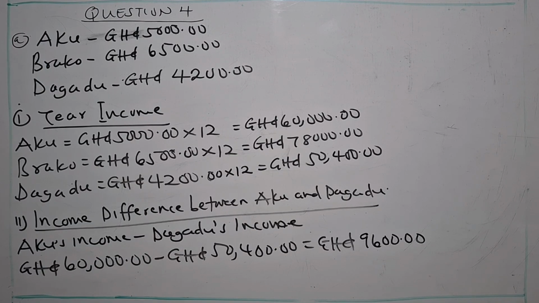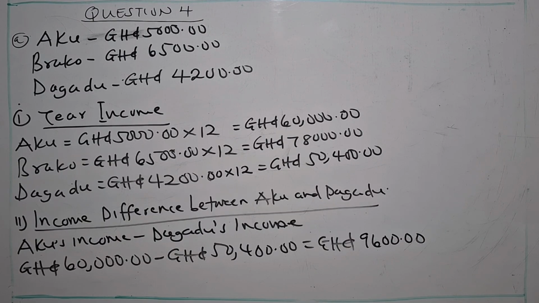Their income difference is 9,600. Yes, 9,600. This is very simple and straightforward for you to do, but you might do it forgetting to bring the 0.00, which is going to take half or one mark from your marks. So this is what students were asked to provide in the BECE question 4A, I and II.